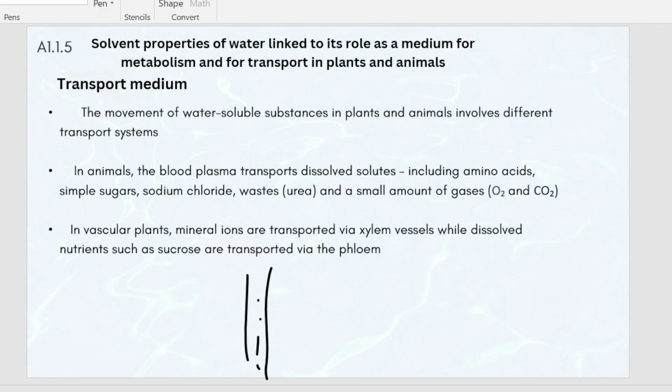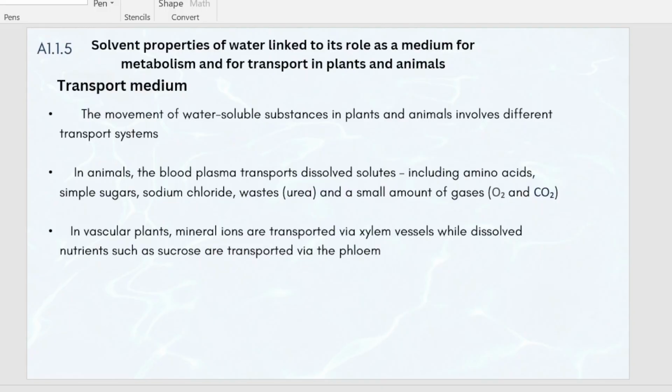Okay, if you remember, we said water is moved from the root to the leaves. Now, this is a transport property of water. While water is moving from the root to the leaves, it transports substances from the root to the leaves of the plant. Even in animals, the blood plasma transports solutes. The blood plasma contains many solutes which are transported from one part of the body to the other, and this blood plasma contains water. So water is used as a medium of transport in living organisms. All right. So these are some of the properties of water linked to its solvent properties.